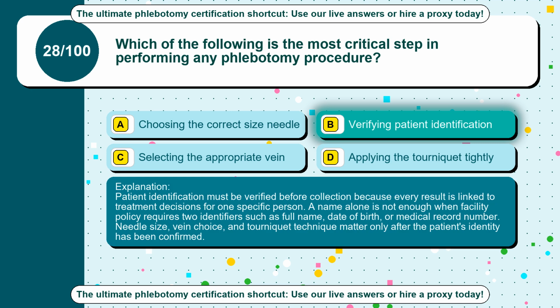Patient identification must be verified before collection because every result is linked to treatment decisions for one specific person. A name alone is not enough when facility policy requires two identifiers such as full name, date of birth, or medical record number. Needle size, vein choice, and tourniquet technique matter only after the patient's identity has been confirmed.